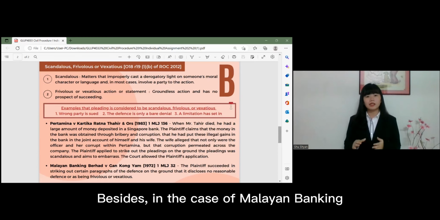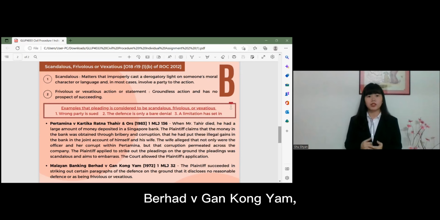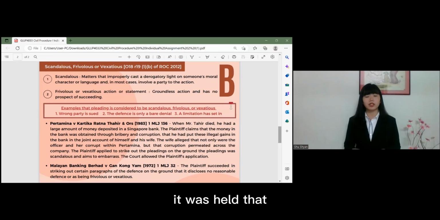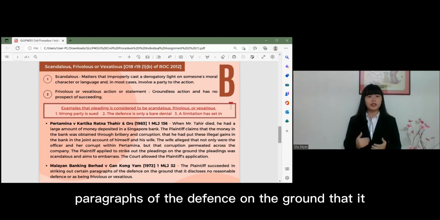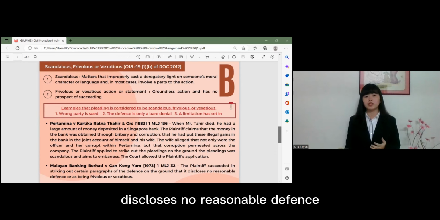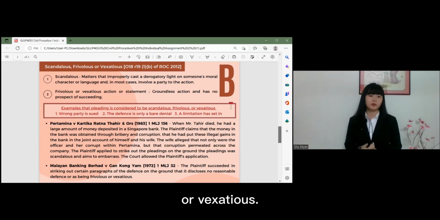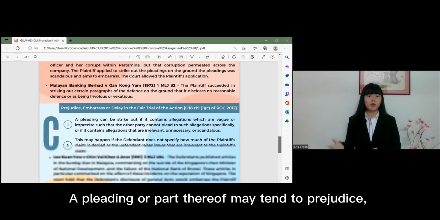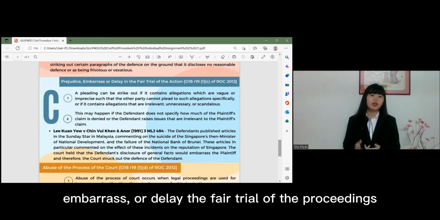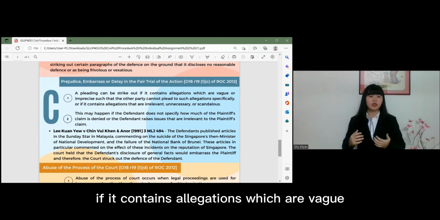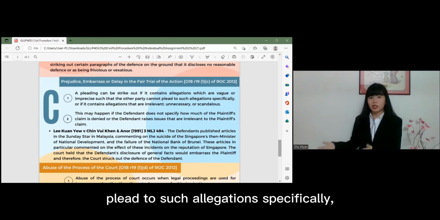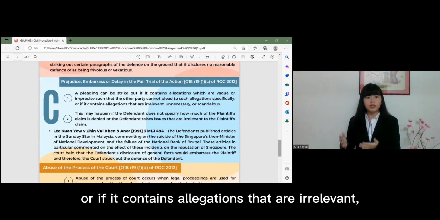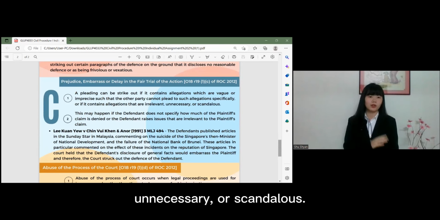Tahir's wife. Besides, in the case of Malayan Banking Berhad versus Tan Kong Yam, it was held that the plaintiff succeeded in striking out certain paragraphs of the defense on the ground that it discloses no reasonable defense or as being frivolous or vexatious. A pleading or part thereof may tend to prejudice, embarrass, or delay the fair trial of the proceedings if it contains allegations which are vague or imprecise, such that the other party cannot plead to such allegations specifically, or if it contains allegations that are irrelevant, unnecessary, or scandalous.